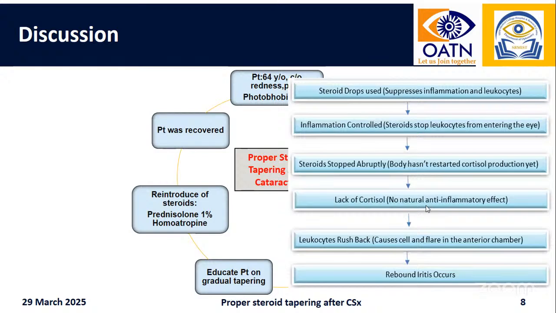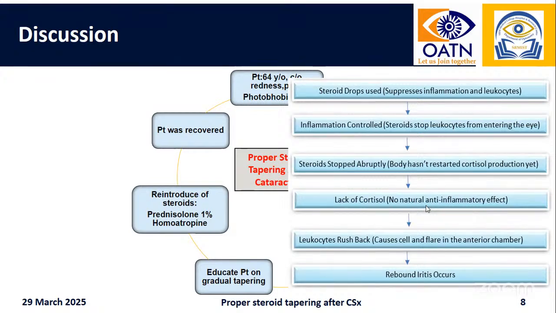So after cataract surgery, what happens? First of all, inflammation happens, right? To stop the inflammation, our body naturally produces leukocytes. These leukocytes act as a defensive mechanism. But when there is overaction of leukocytes, the immune cells will damage the tissues. So the steroid drops suppress both inflammation and leukocytes. Once the inflammation is controlled, the leukocytes will stop entering.